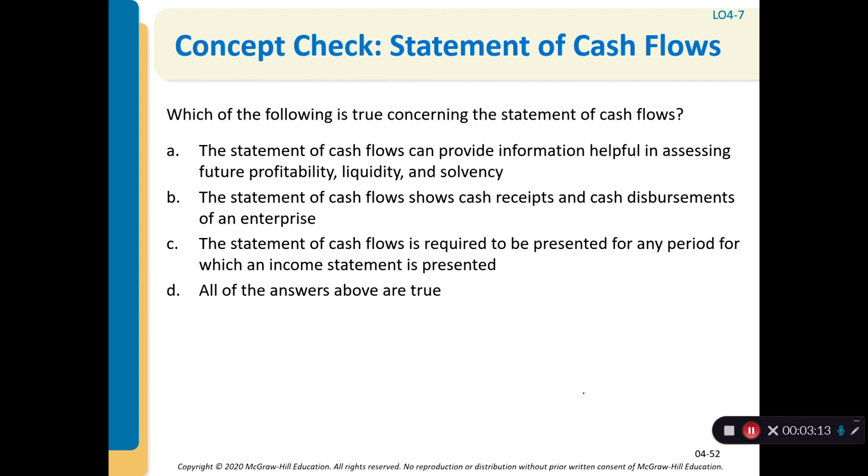Which of the following is true concerning the statement of cash flow? A, the statement of cash flow can provide information helpful in assessing profitability, liquidity, and solvency. B, the statement of cash flow shows cash receipts and disbursements of an enterprise. Yes, that's right too. And C, the statement of cash flow is required to be presented for any period for which an income statement is presented. So that's right. So D is the accurate answer.